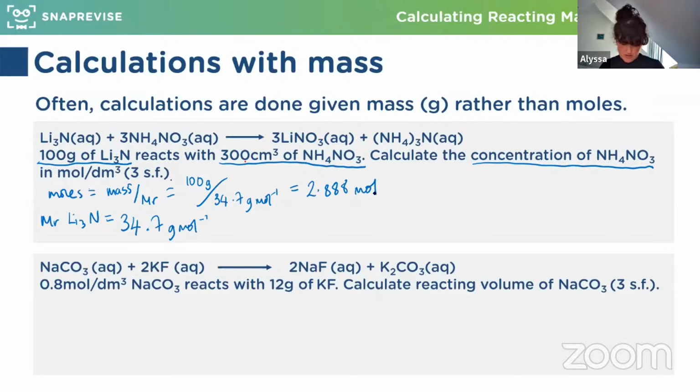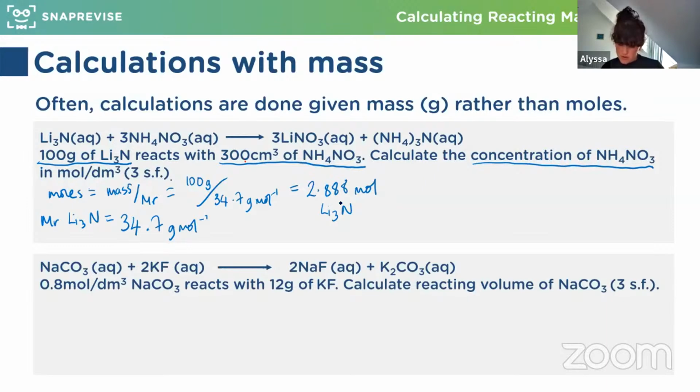Okay, so then we've got 2.888 moles of trilithium nitride or lithium nitride. If we do it just so that we've got it, 100 divided by 35 is 2.857142 recurring, so 2.86 if you use the value 35 for the MR. I'm going to use 2.88 because it's the value I've got in front of me. So that's our moles of lithium nitride.